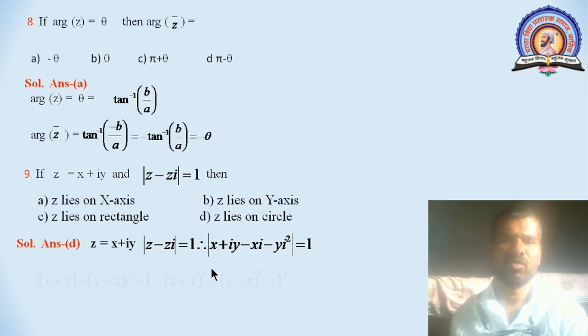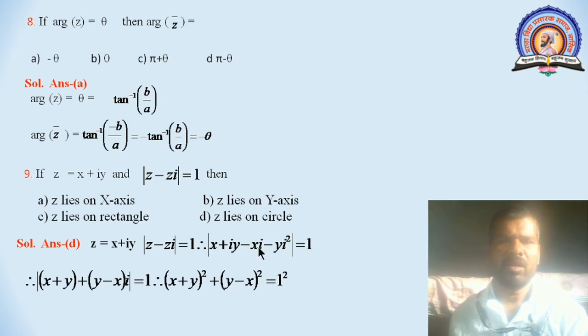So multiply i inside the bracket, we will get mod of x plus iy minus xi minus yi square. As i square is equal to minus 1, put that value and take real and imaginary parts separately. So you get mod of (x plus y) plus (y minus x) into i is equal to 1. Now z is equal to x plus iy, then mod of z is equal to under root of x square plus y square, means under root of real part square plus imaginary part square. Therefore, mod of this is under root of real part square plus imaginary part square, and squaring on both sides, you get (x plus y) whole square plus (y minus x) whole square. Now make it equal to 1 square.